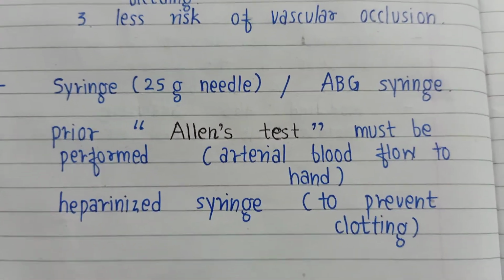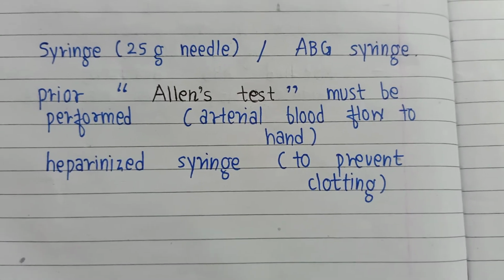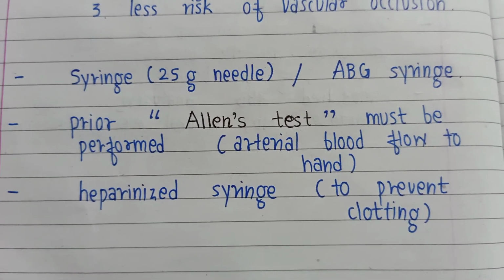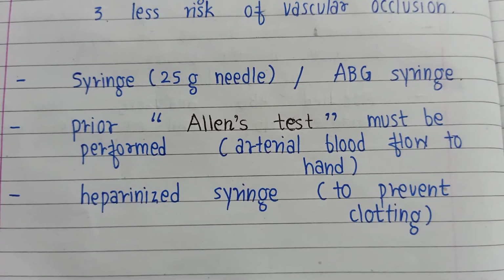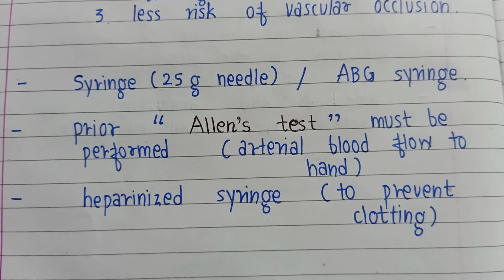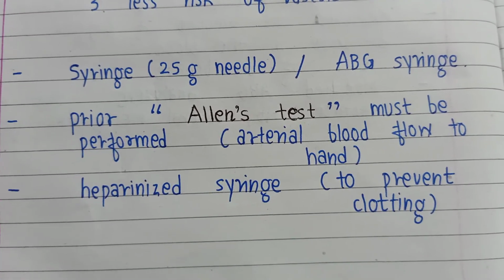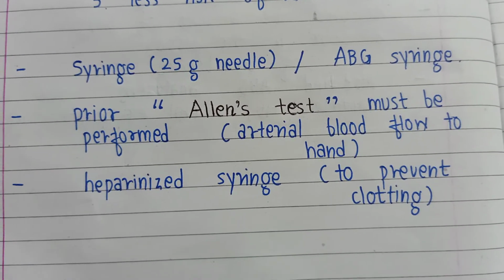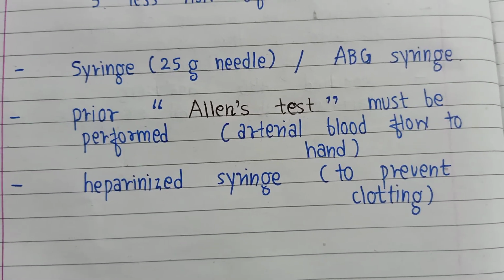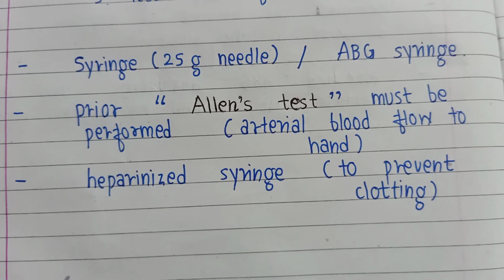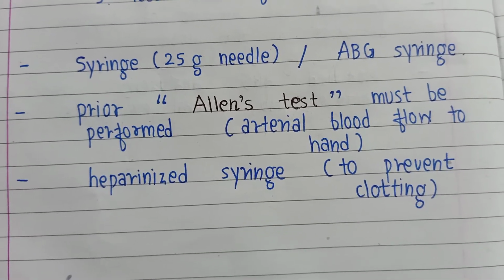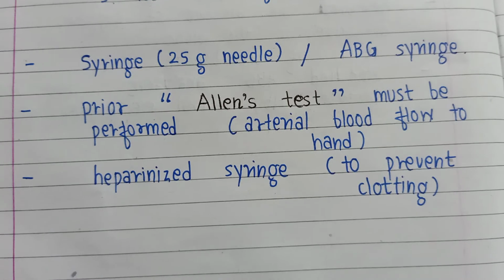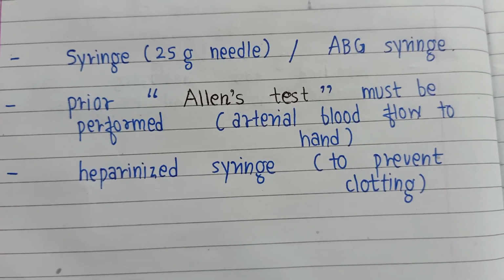Apart from that, it is very important to do the Allen test before performing the ABG analysis, because this test is done to check the arterial blood flow to the hand. To check the patency of the arterial blood flow, it is very important to check the radial as well as the ulnar arteries. So for that, the Allen test is done.